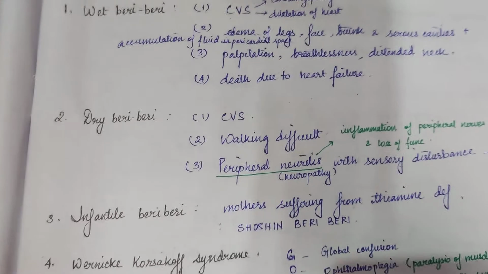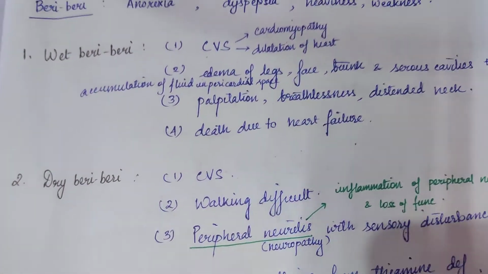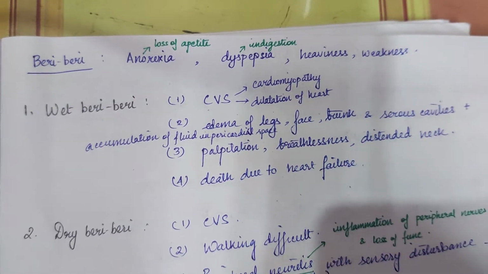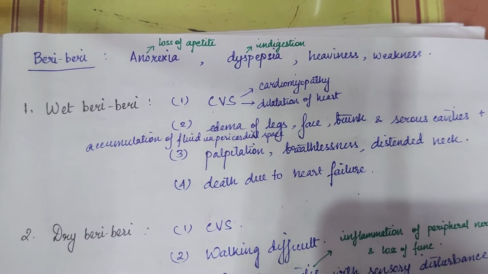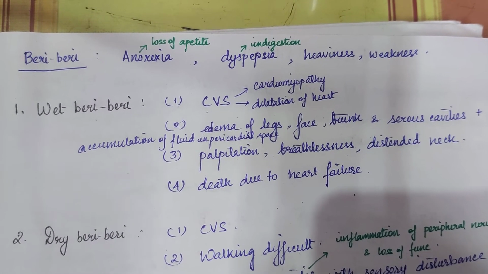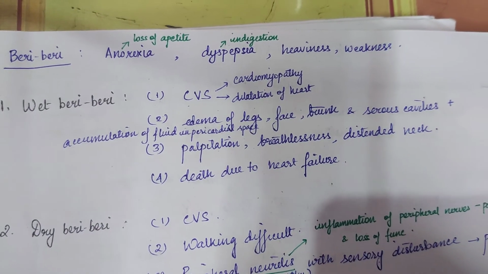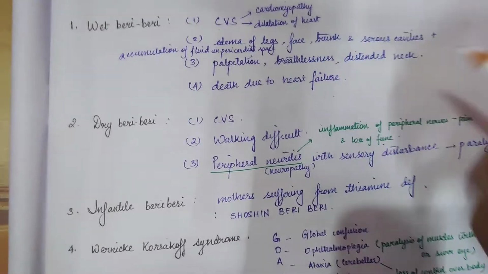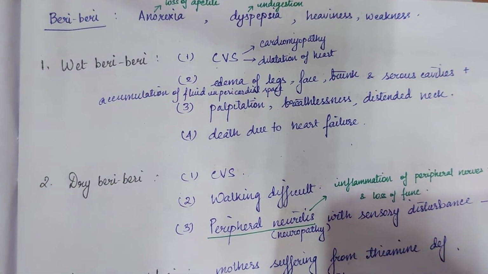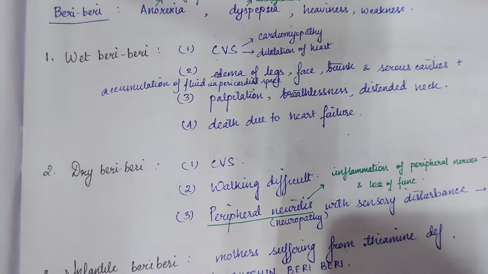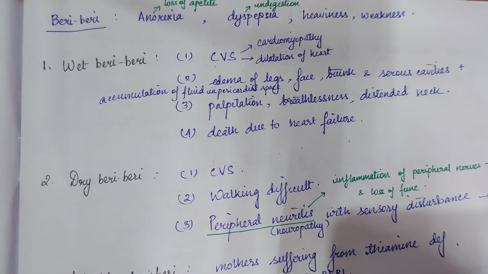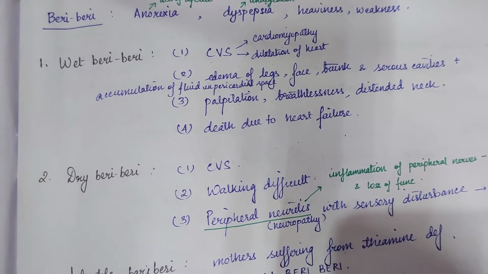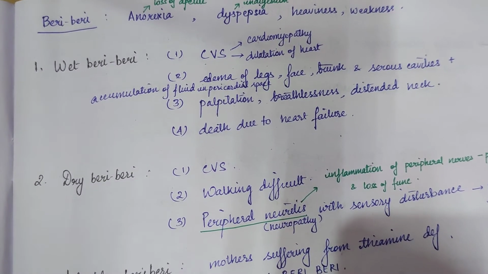Okay, so here we are seeing that normally the general symptoms are anorexia, dyspepsia, heaviness, and weakness. What is anorexia? It is loss of appetite. What is dyspepsia? It is indigestion, and we know heaviness is feeling heavy, and weakness also. Now wet beriberi. Number one, we must remember beriberi actually affects the cardiovascular system and the nervous system, and these two are the main ones.